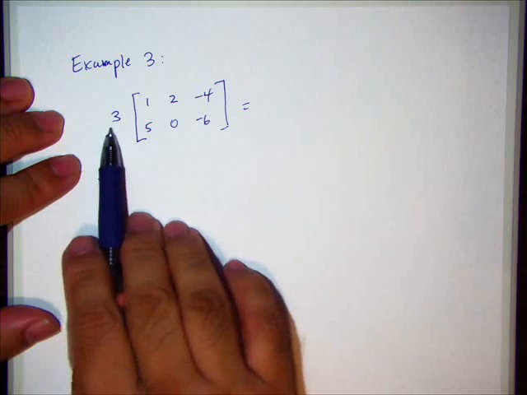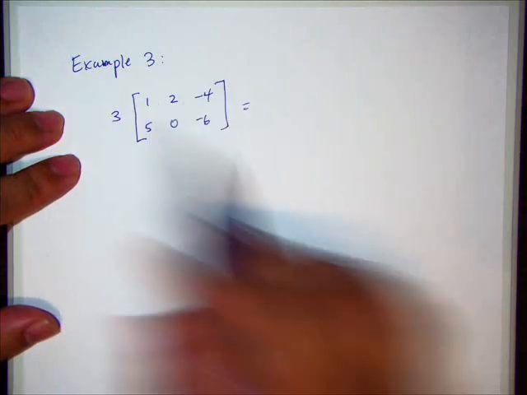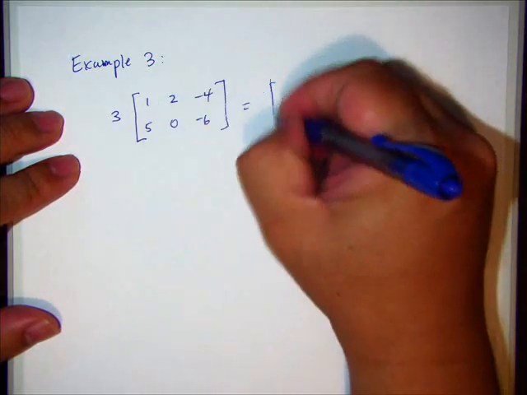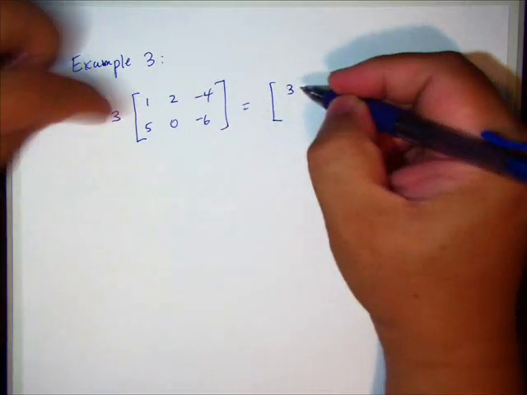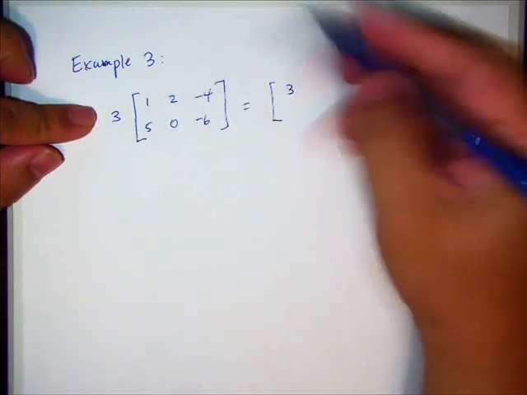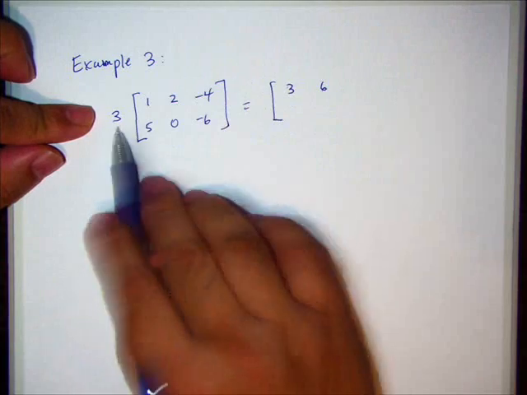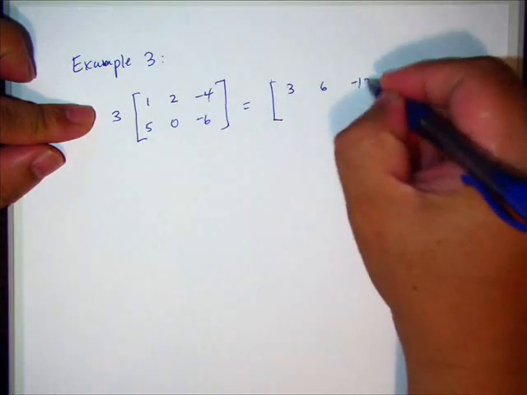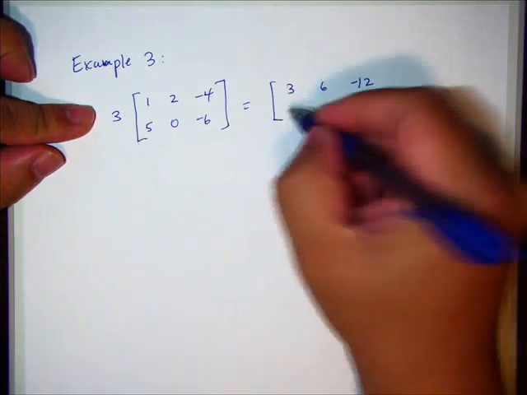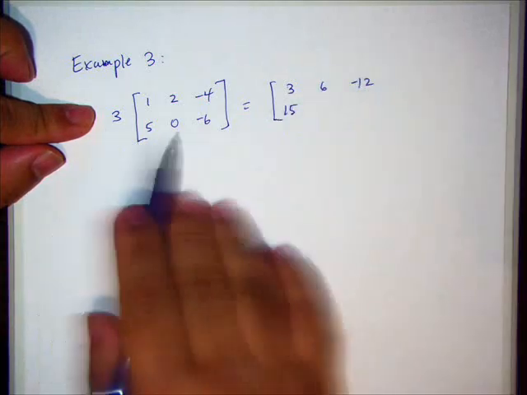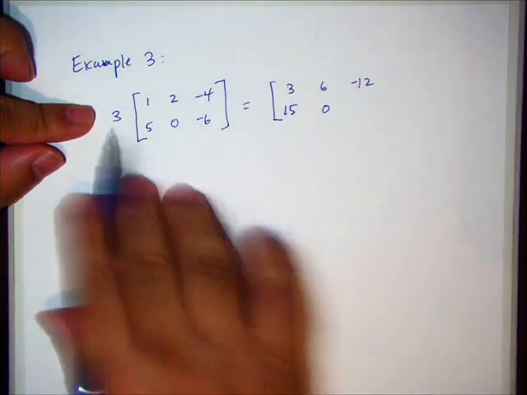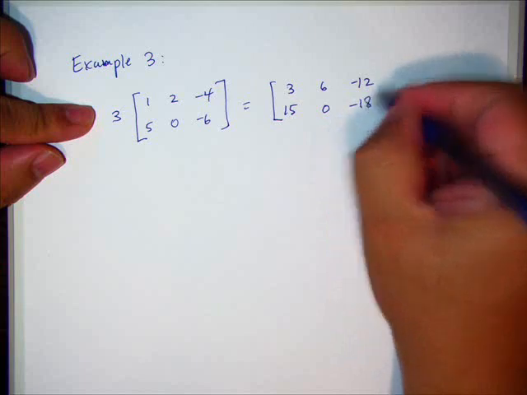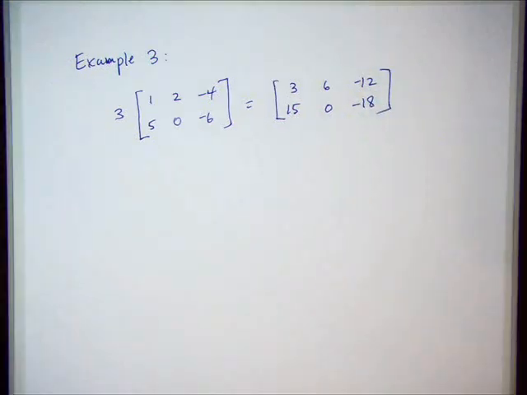So all you do is multiply the 3 with every element in the matrix, or every cell in the matrix, or whatever you want to call it. So 3 times 1 gives me 3. 3 times 2 gives me 6. 3 times negative 4 gives me negative 12. 3 times 5, 15. 3 times 0, 0. 3 times negative 6 is negative 18.